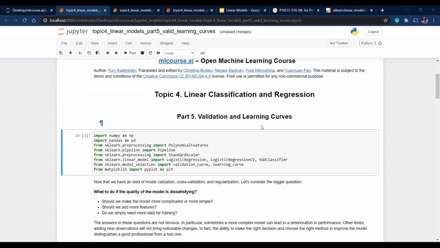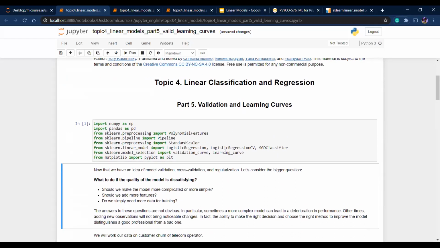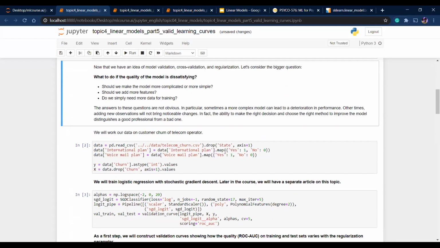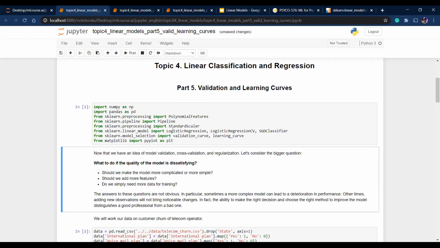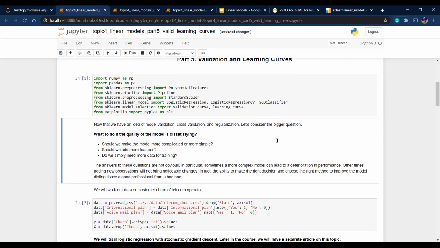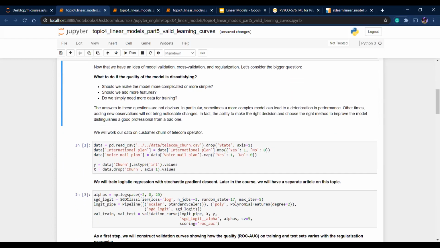Okay, so validation and learning curves. This is one of the topics where you can actually see whether your model is overfitting or underfitting, and we'll look into it later in this notebook. But to start off, let's import all the helper functions, and using these functions, we'll try to assess the quality of the model.